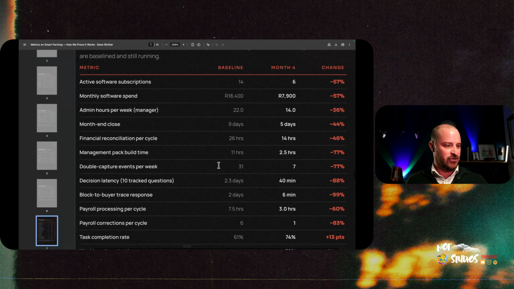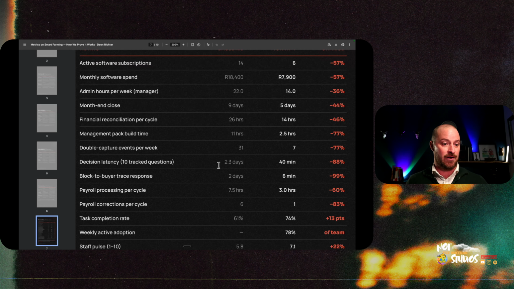Decision latency: we tracked questions on how decisions are made from an operational or business point of view. 2.3 days versus 40 minutes. Now, just pause on that, because if you're looking into something like an MVP, surely you are a manager or an executive or a director in a company.